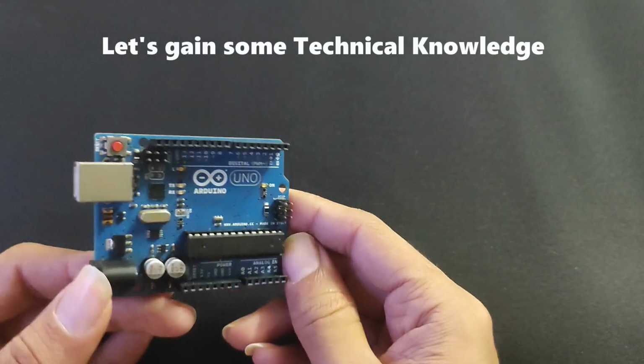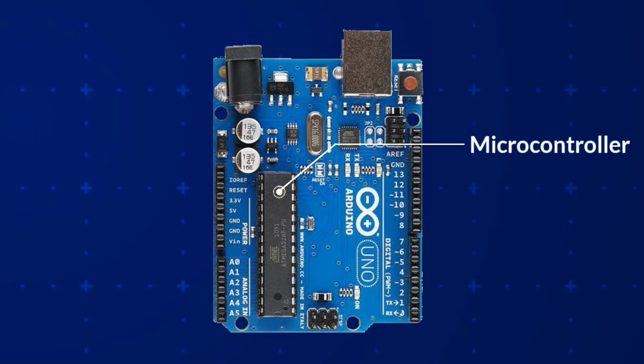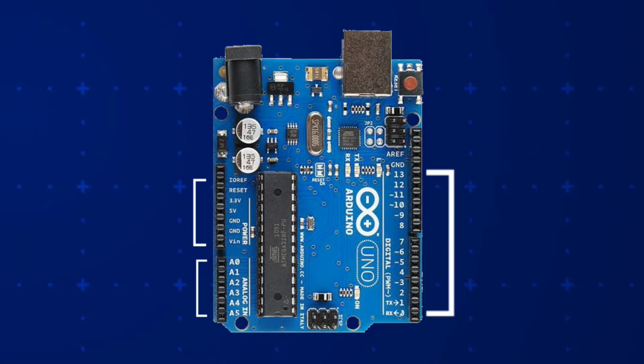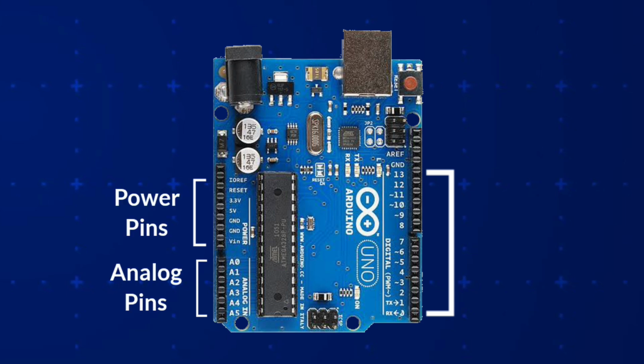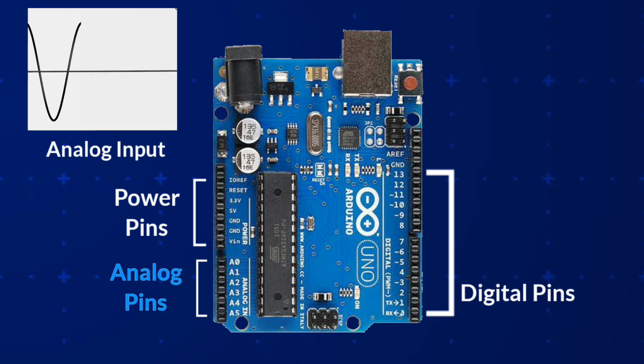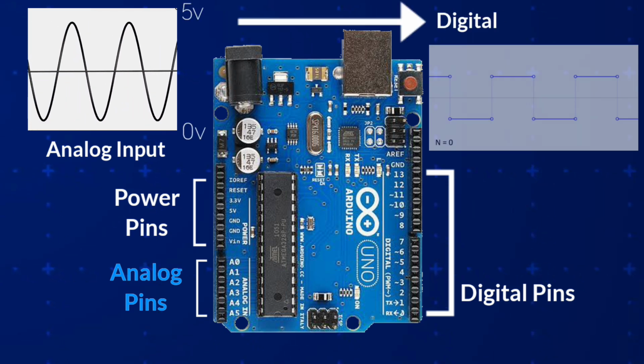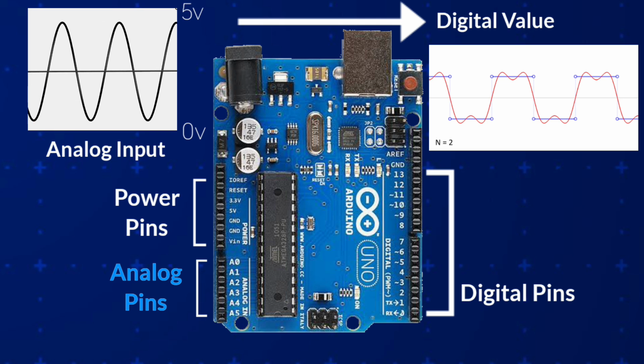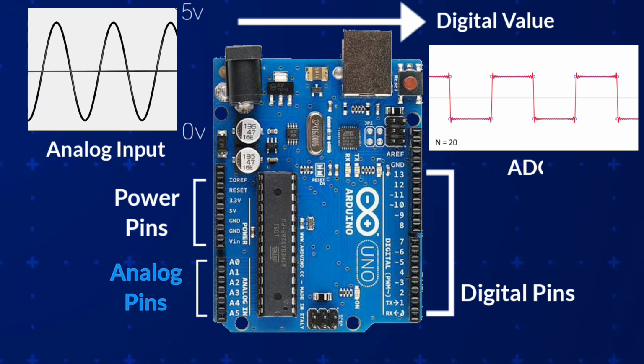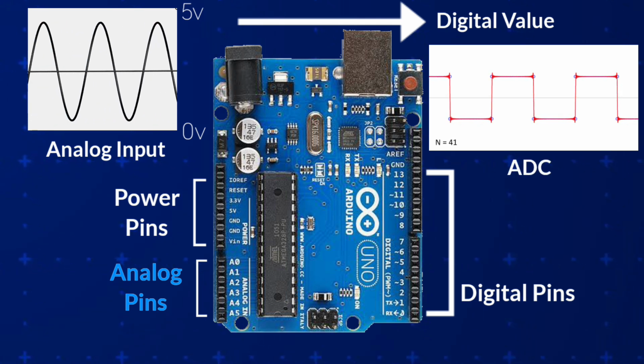Let's gain some technical knowledge about this board. This is our microcontroller IC. These are our pins. Here on the left side we got analog pins and power pins, and on the right side we got digital pins. Analog pins are for the analog input, which can take in a range of 0 to 5 volts and convert it to a digital value, which is called ADC, analog to digital converter.